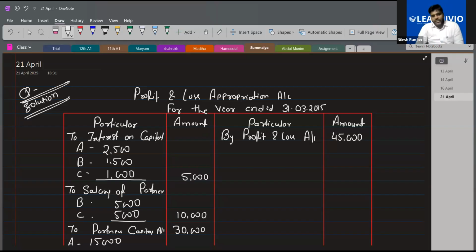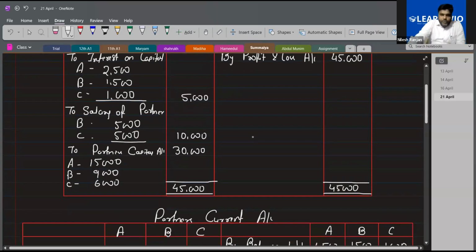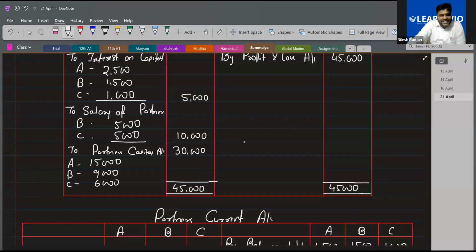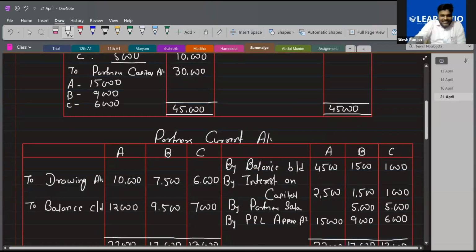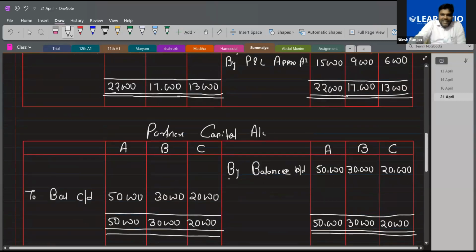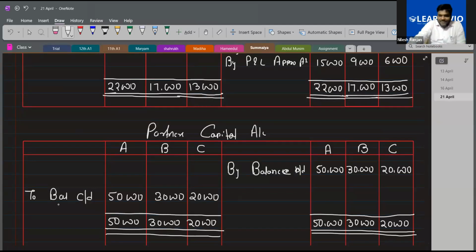Okay, now one more thing. The presentation should be like this. You will not use any shortcut like sometimes I do. It's my mistake. Sometimes I forget that, yes, I have written, you can see here, balance in short form, b/d. You will not do this.